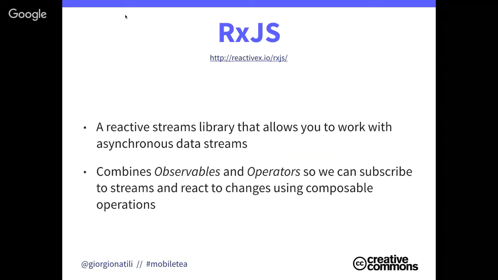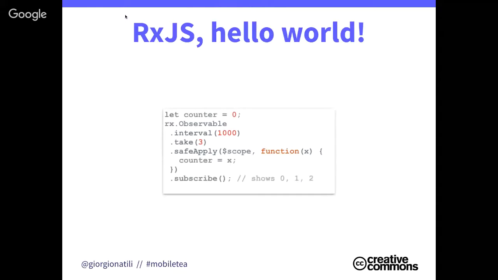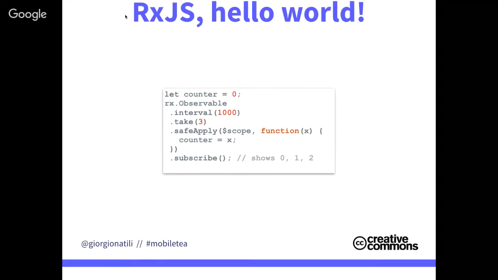The most important thing is that it combines observables and operators, and you can subscribe to the stream of data and react accordingly. I will show you exactly what I'm referring to, because while preparing the demo, I found a small detail that is not mentioned anywhere. It's super simple. You can create an observable, and you can see that every 1,000 milliseconds, you want something to happen 3 times. And then you get 2 in the console log.